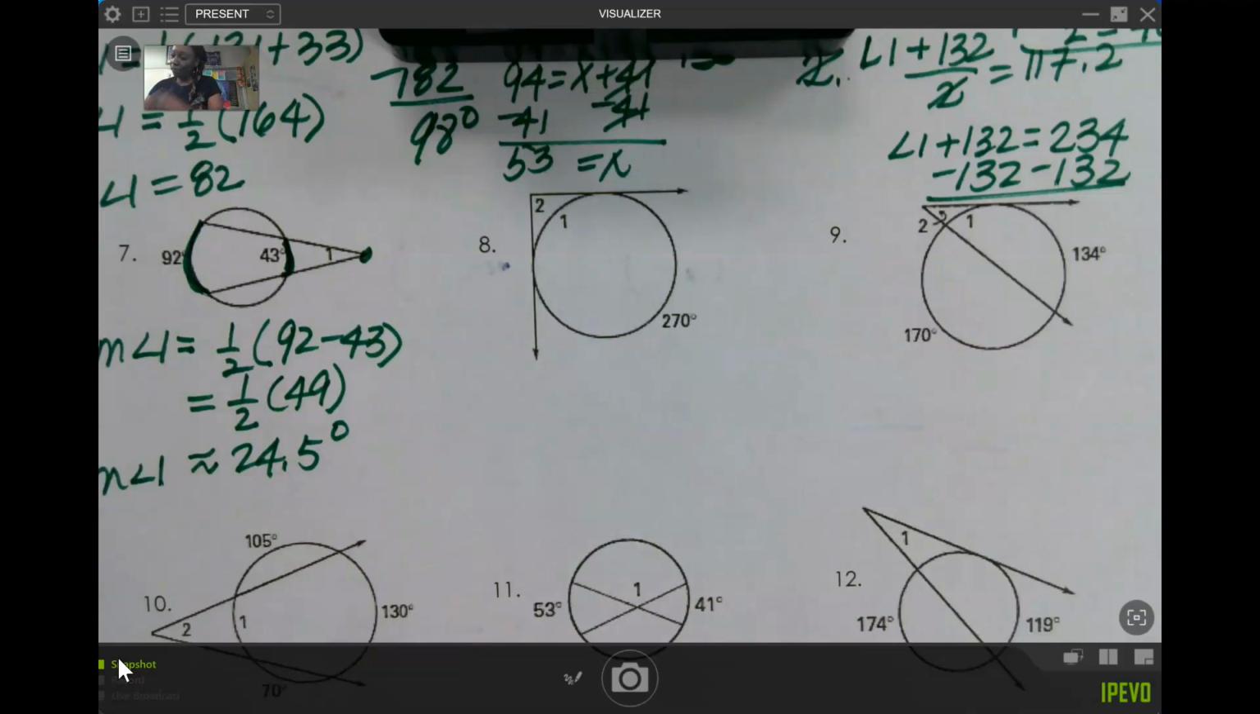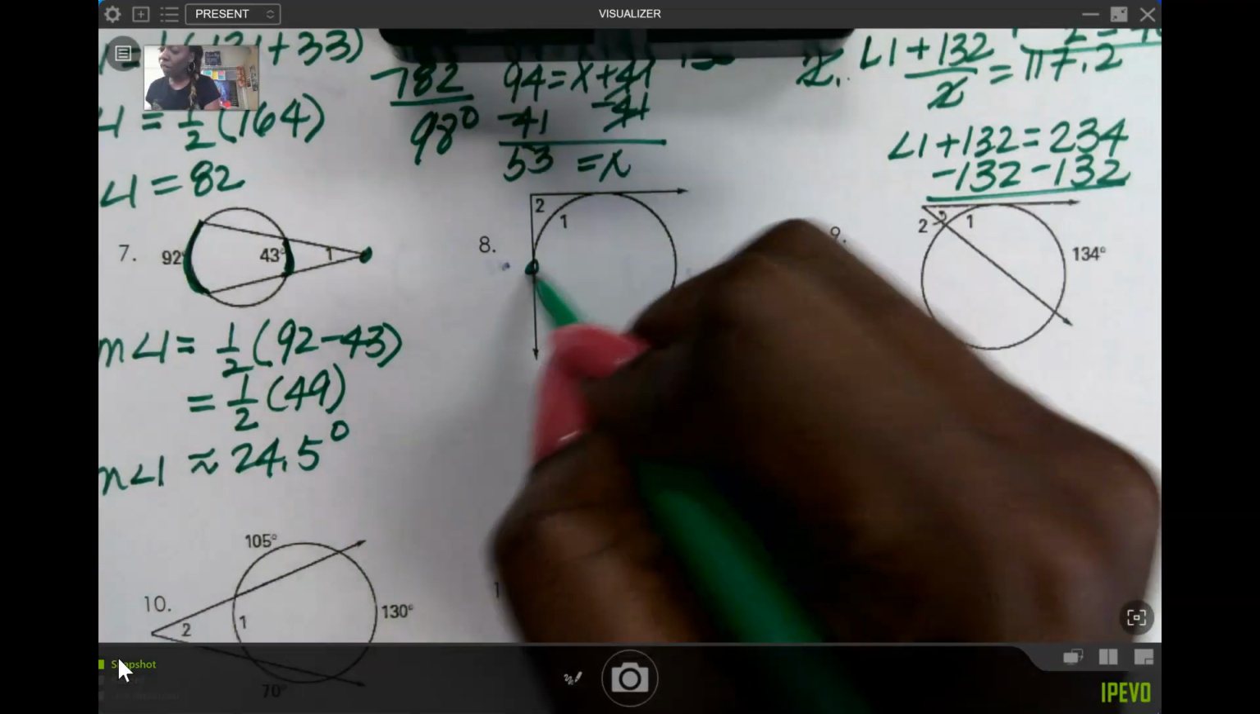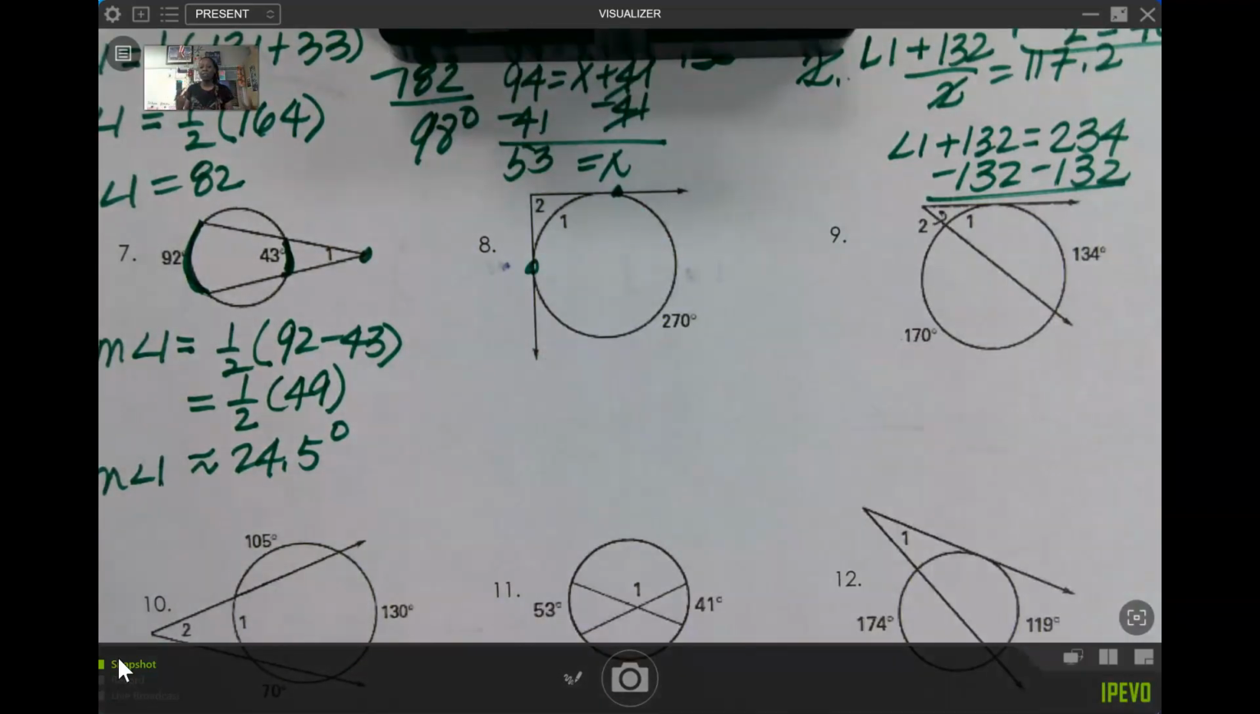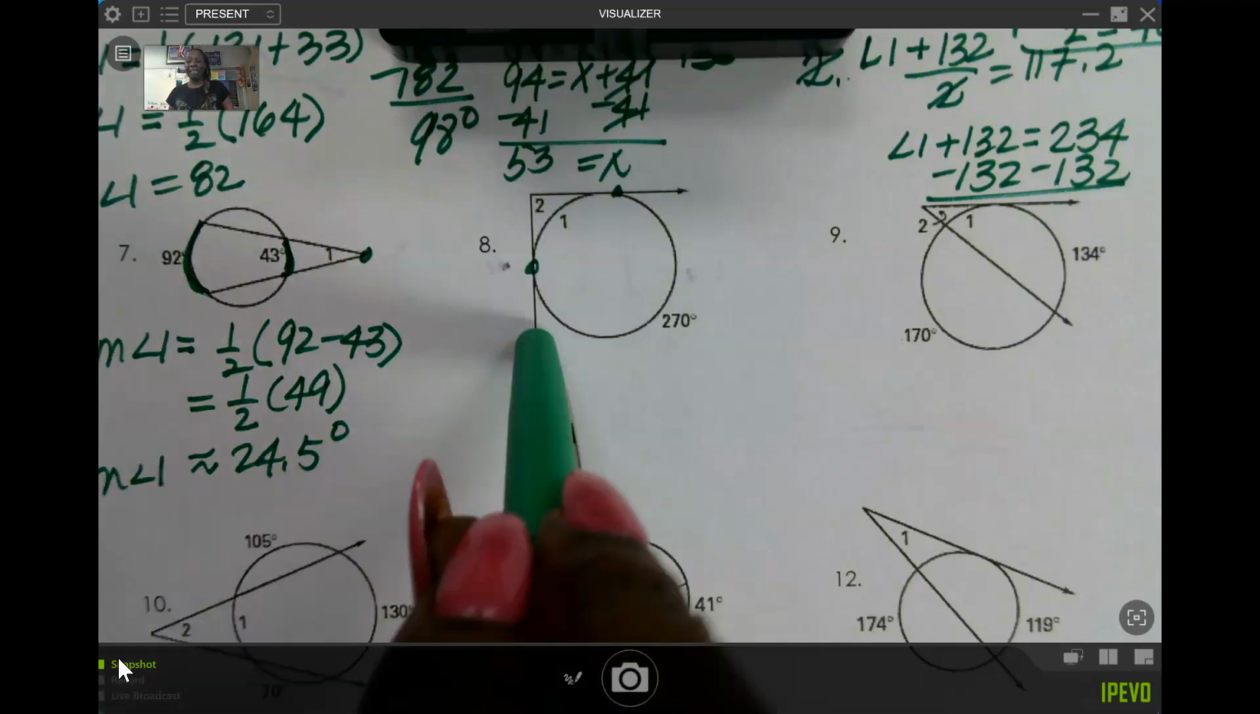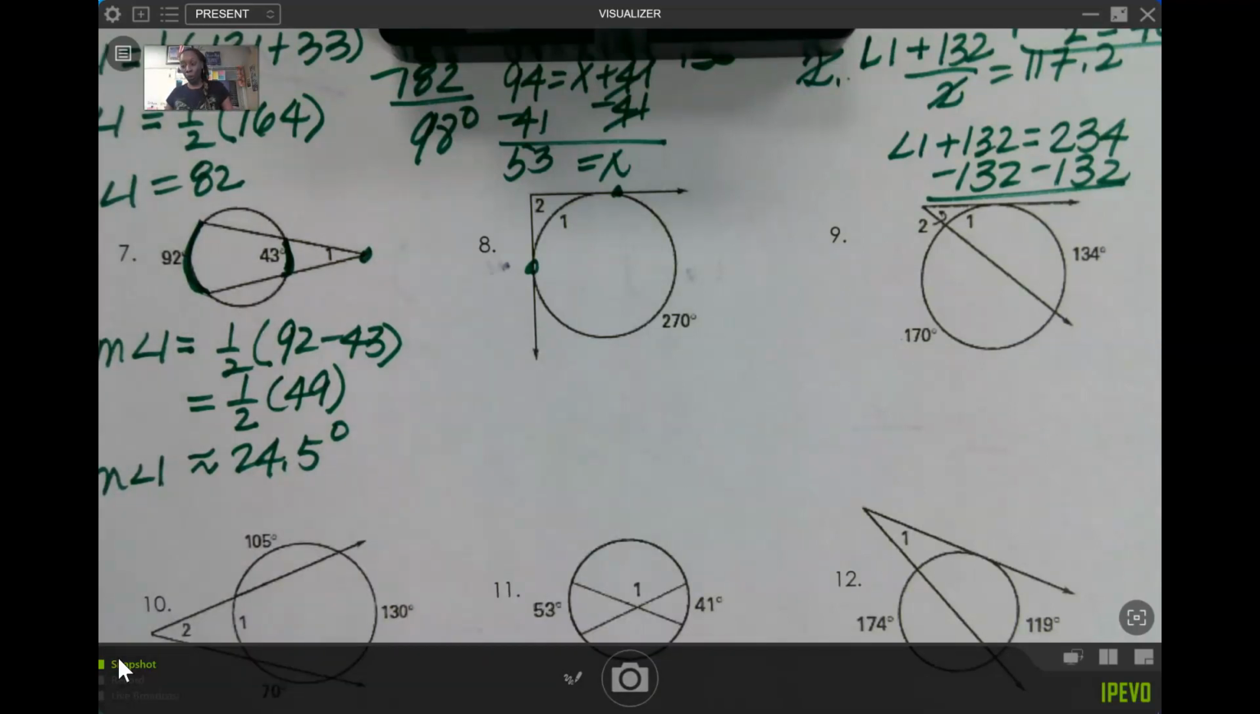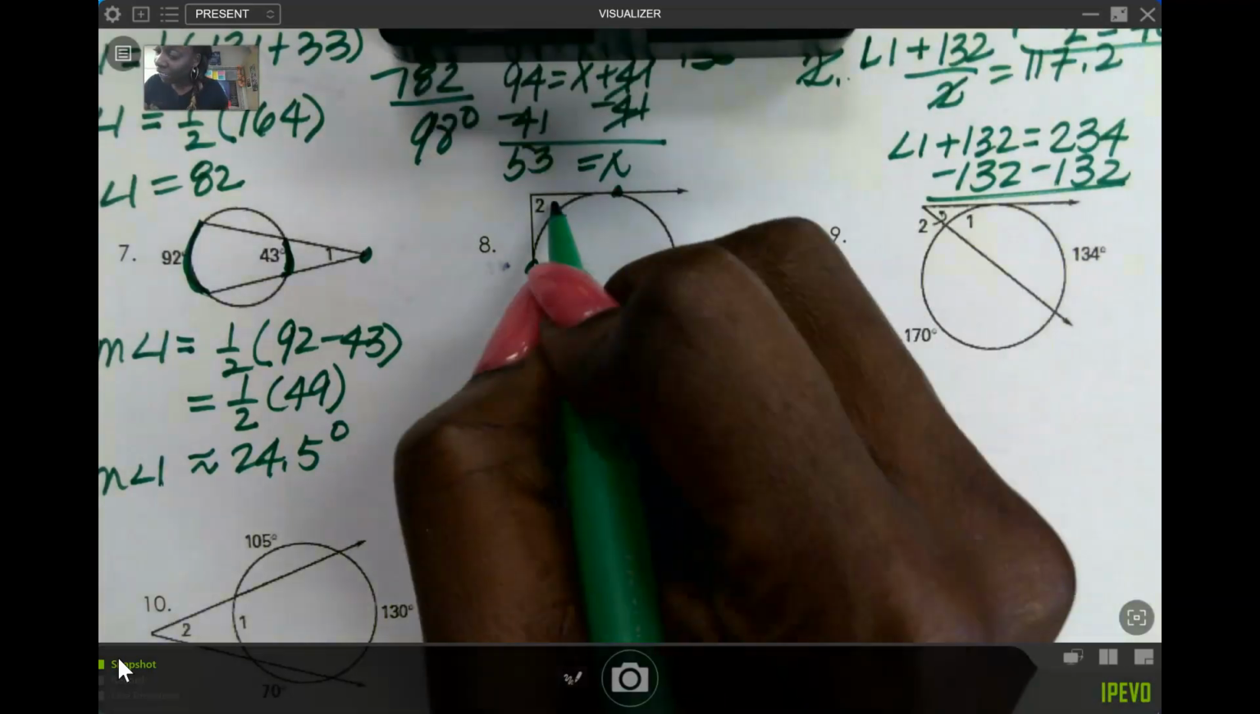Number 8. So these are two tangents, okay? These are two tangents. And we're not looking at how to find the pieces of the tangent or the pieces of the chord yet, which is what we do in the next section. Here we're talking about finding the angle amounts or the chord amounts, that kind of thing. So when we're setting up some of these questions, guys, it does get a bit crazy, okay?